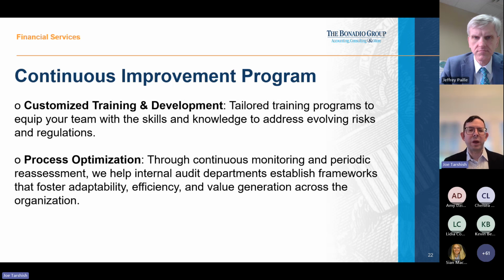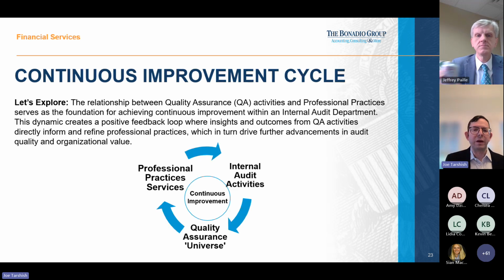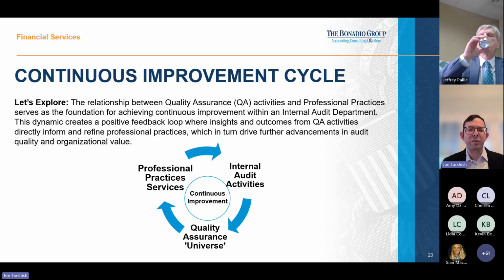Process optimization. And here again, this is about the continuous monitoring and periodic assessment, which will help IA departments establish frameworks that foster adaptability, which is key. Things are always changing within our organizations, and we have to change with them as auditors. Efficiency and value generation across the organization. So let's talk about the continuous improvement cycle.